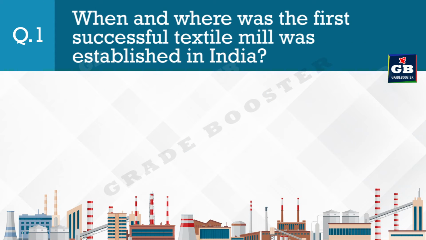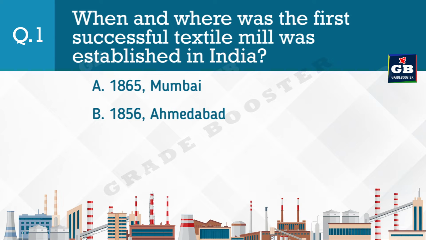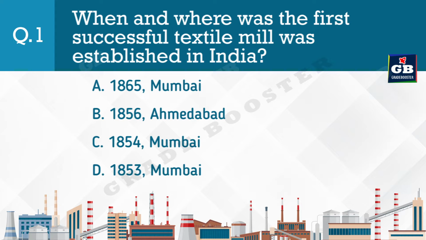When and where was the first successful textile mill established in India? Options: A. 1865 Mumbai, B. 1856 Ahmedabad, C. 1854 Mumbai, D. 1853 Mumbai.